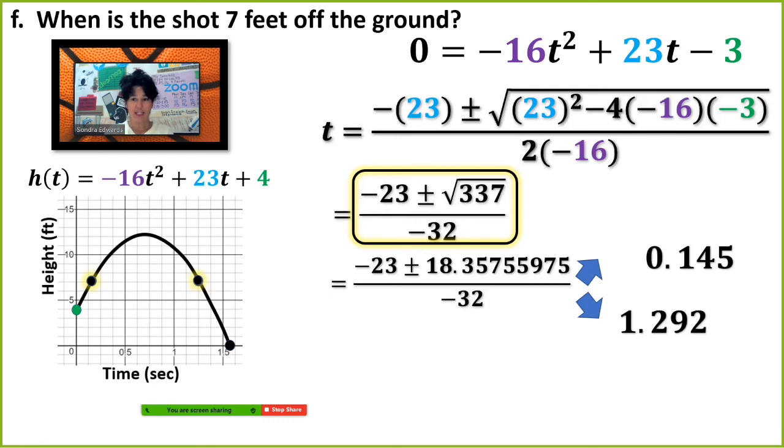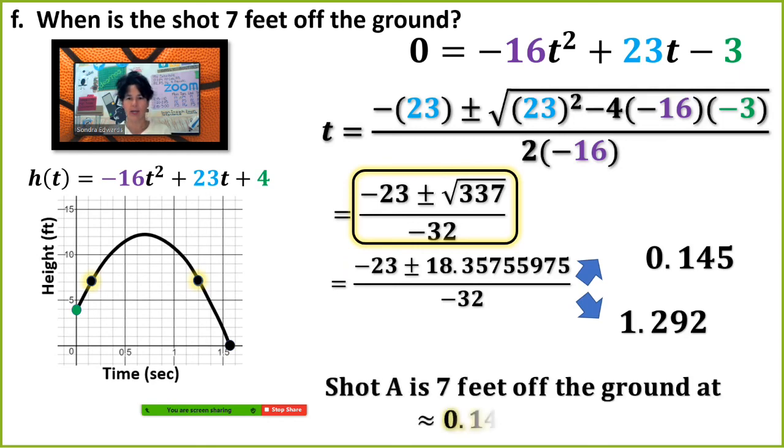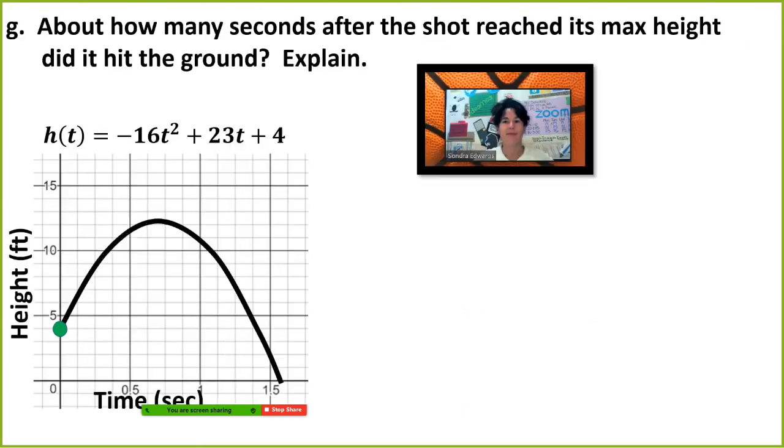That looks pretty reasonable. We originally estimated that the ball was 7 feet off the ground at about 0.15 and about 1.25. So we do know these estimates are great. So if you were looking for an estimate rather than an exact value, that's what we'd have.